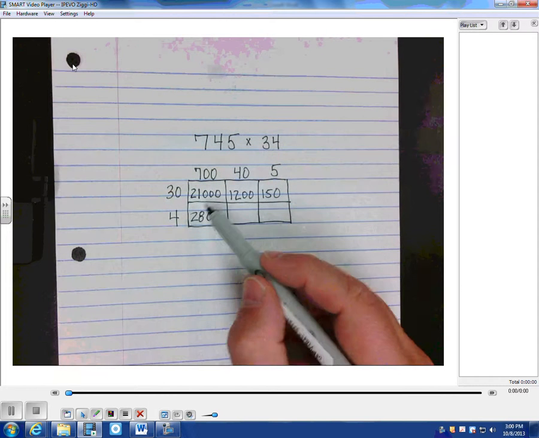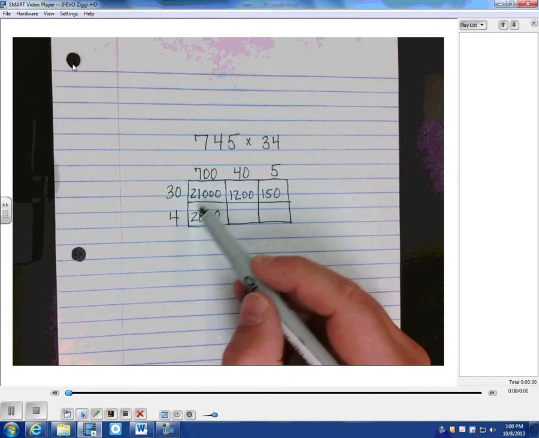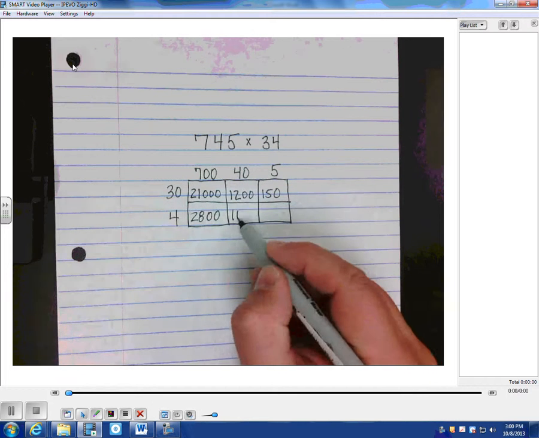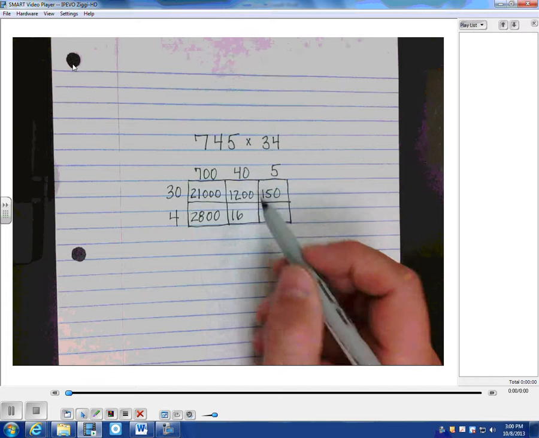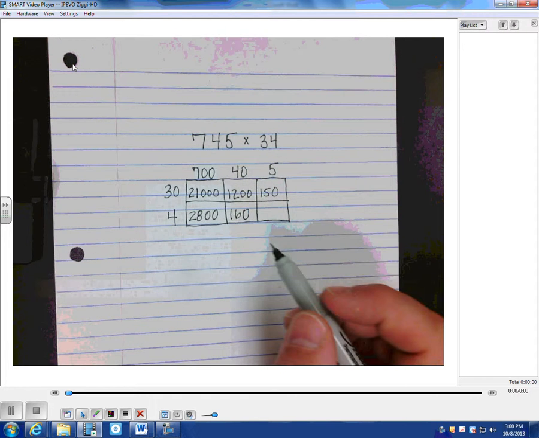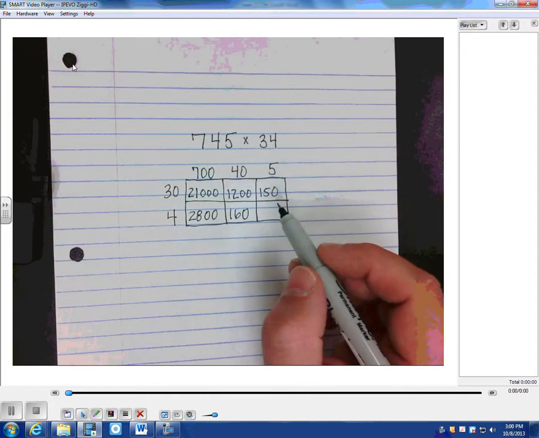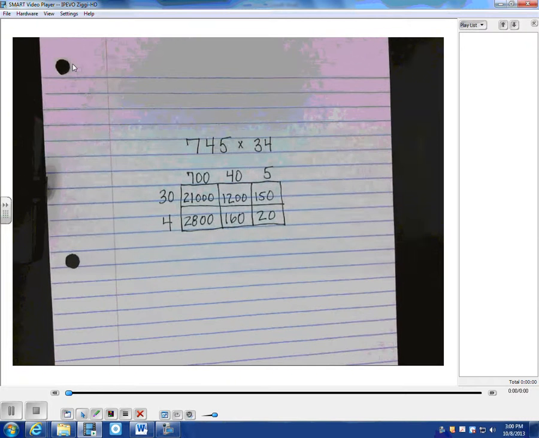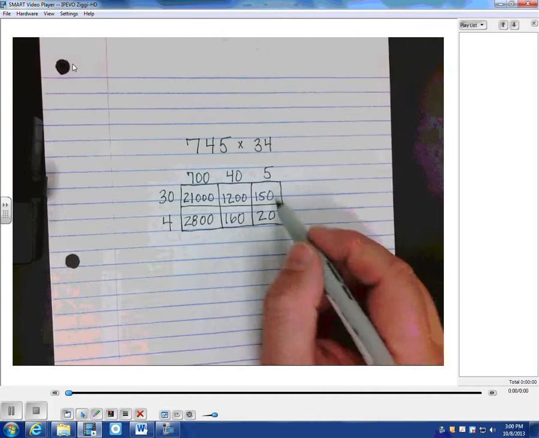Next is 4 times 40. So I ask myself, what's 4 times 4? That's 16. And again, I add my 0, which makes it 160. And then the last one is 4 times 5, which is 20. Okay? So now what I'm going to do is add up these numbers in the box.